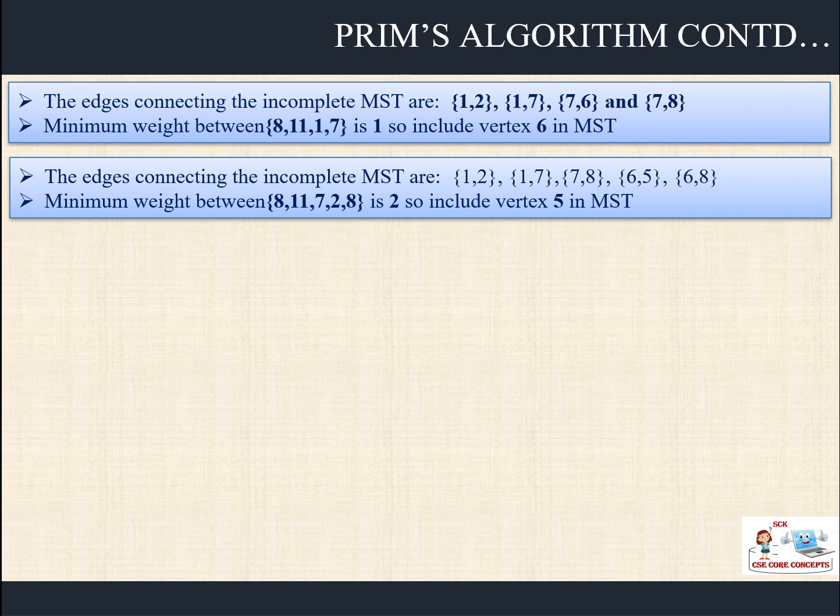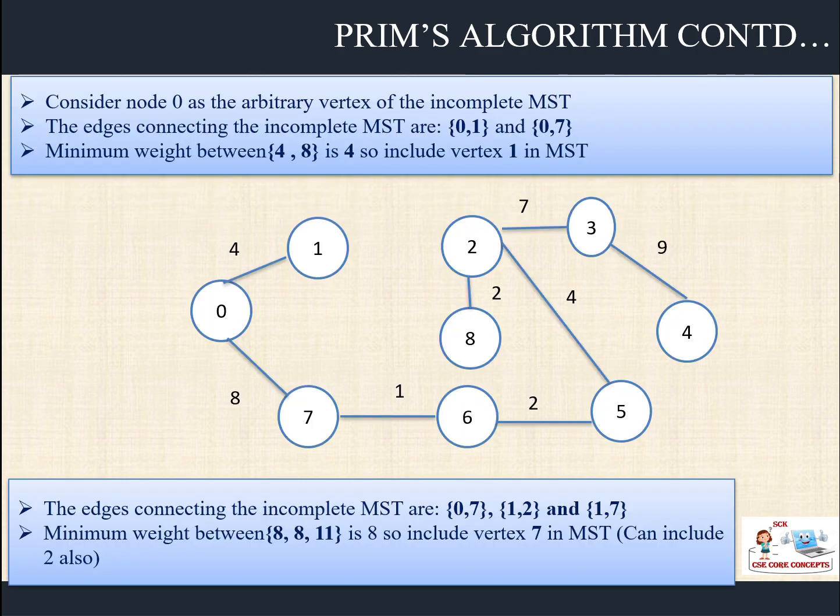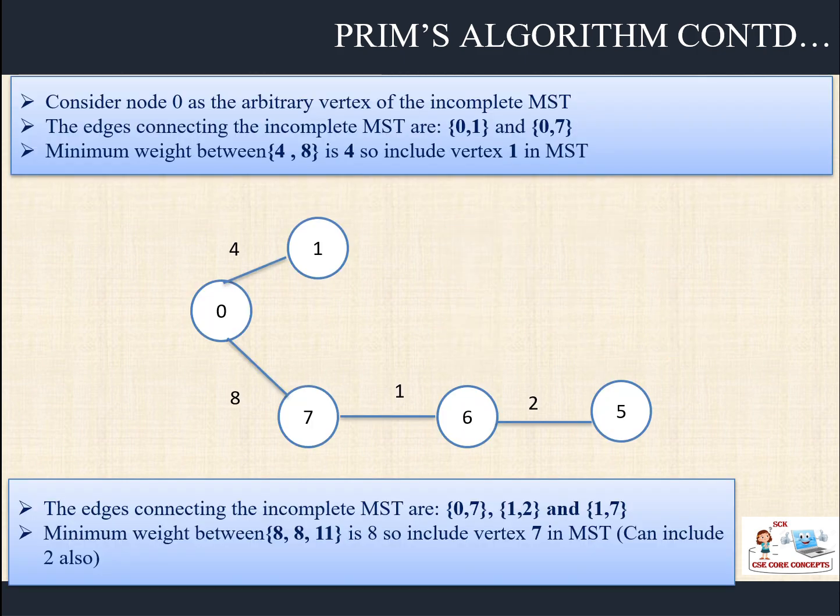So among all of them, 2 is the minimum. So we are going to include 2, which is for whom? 6 to 5. So we are going to include vertex 5 in our MST. So it looks something like this. Okay. Now in the next iteration I am going to figure out who are the neighbors of 5.